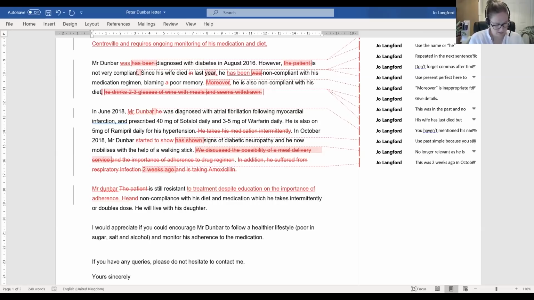And then maybe we can start a new sentence here. "He is non-compliant." That's a little slip there. We need to have the adjective, not the noun. So he's non-compliant with his diet and medication, which he takes intermittently or double doses. Now, we've already talked about his diet a little bit before.